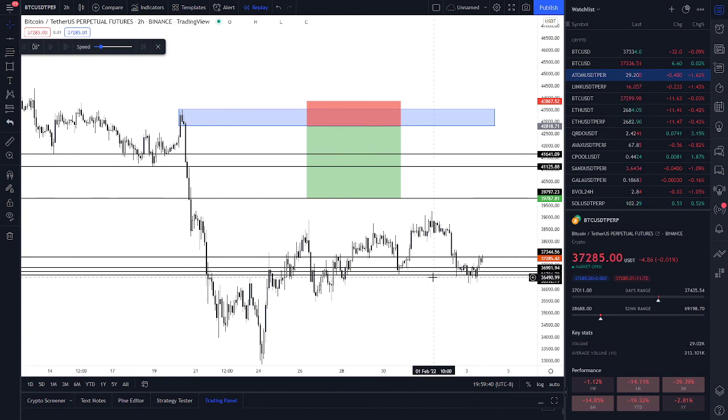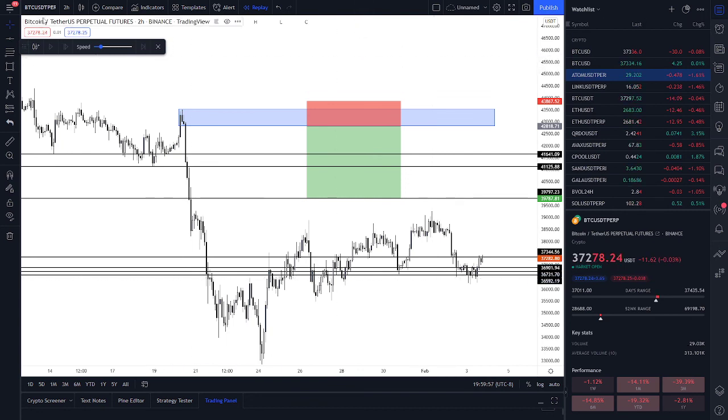So that's, in a nutshell, how I go about my supply and demand zones. And once they've been fulfilled, I will use my support and resistance lines. That's how I trade. And yes, it does take some patience.